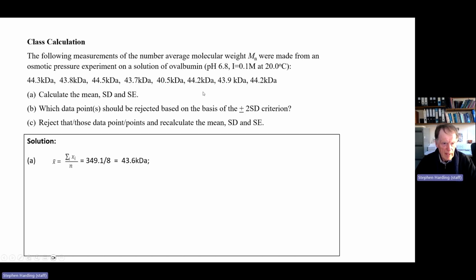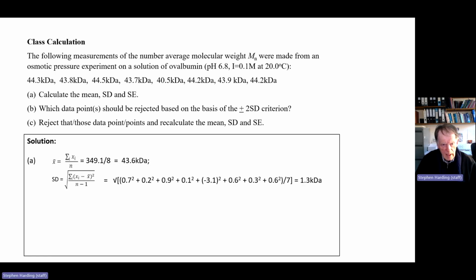So the mean, x with the bar over the top, is the sum of the values divided by the total number of values. So it's this number divided by 8, and we get a value for the mean of 43.6 kilodaltons.